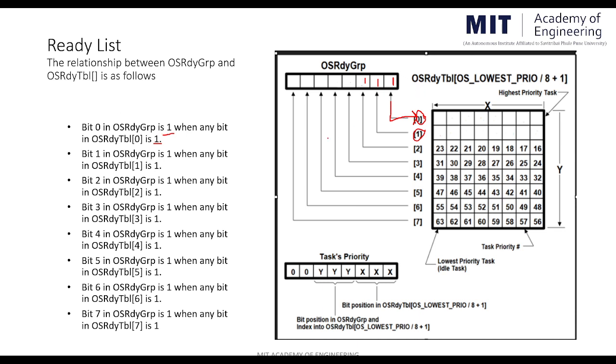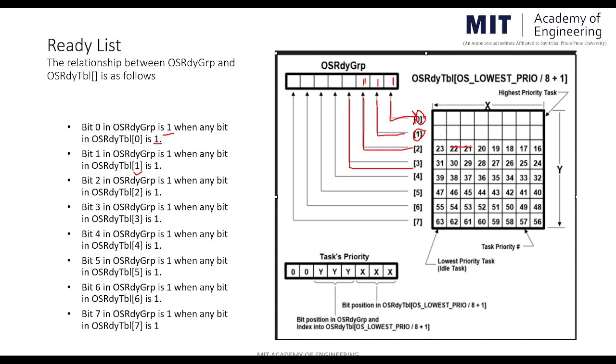Then bit 1 in the OSRDY group is 1 when any bit from the OSRDY table of 1 is 1. Similarly, bit 2 is for row 2, bit 3 is for row 3, bit 4 is for row 4. We have already seen that every bit from the OSRDY group indicates a group from the OSRDY table. If this value is 1, it indicates that any one priority from this particular group is asking for service.